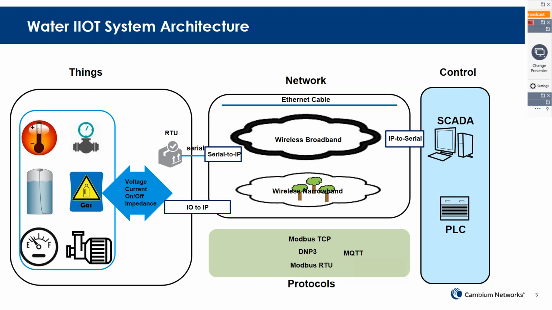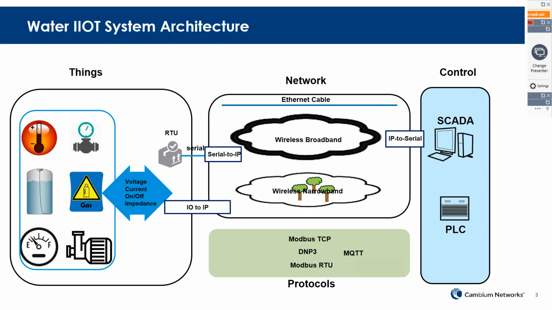Okay, so now we talked about the things. What about the network? Once you convert the things' signal into IP, now you have a network that will connect the things. What kind of choices do you have? You can certainly have an Ethernet cable, but that requires changing the ground or some cabling setup, which might be very costly, especially when you have a longer distance between the things and the controller.